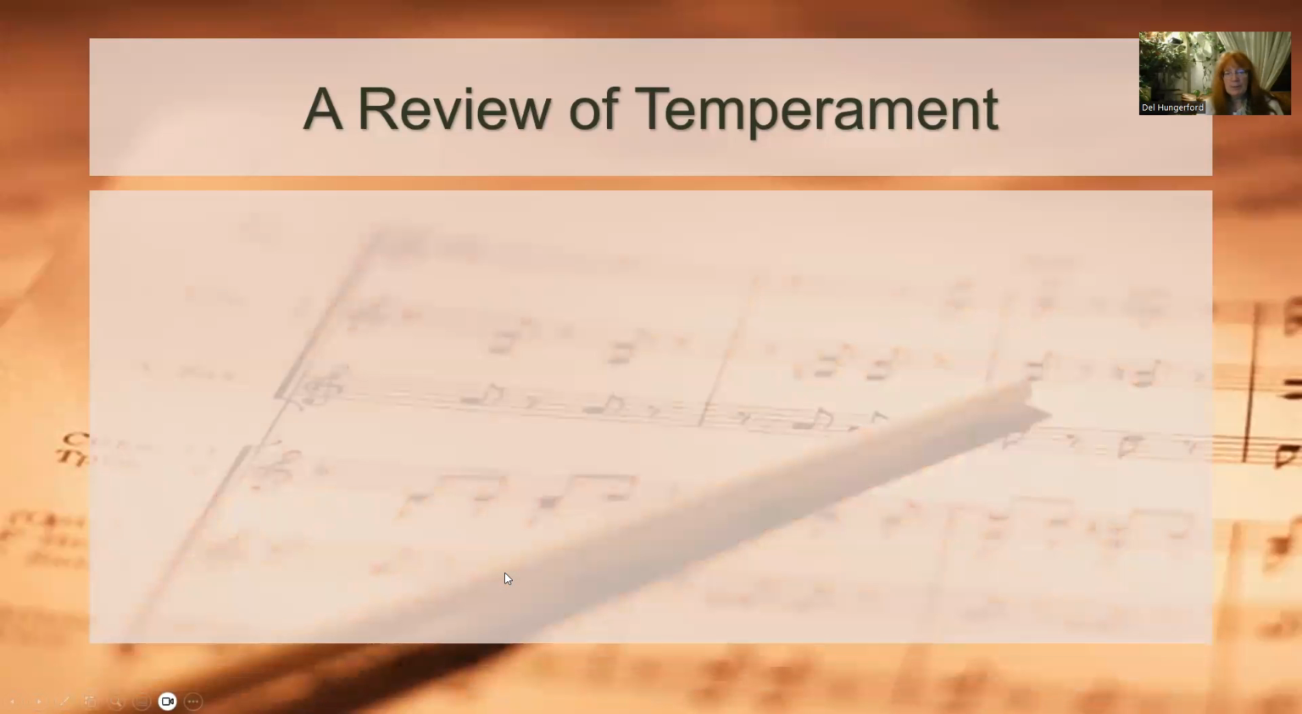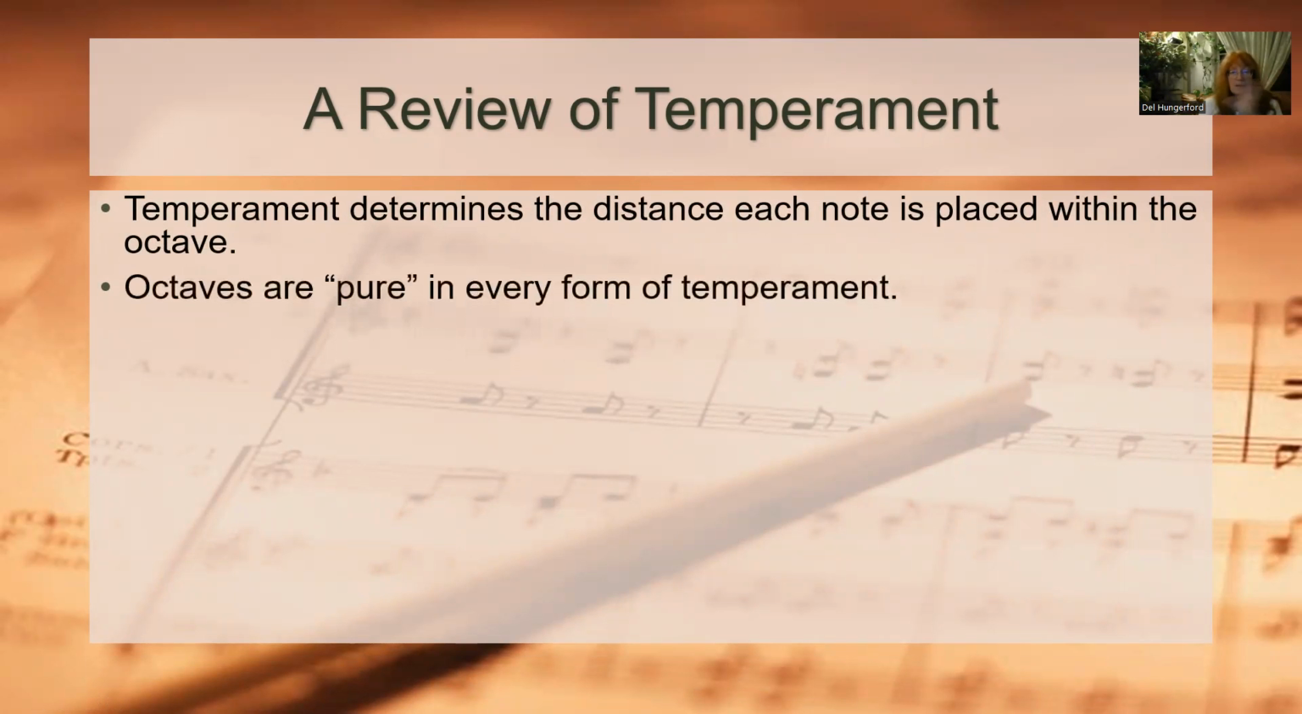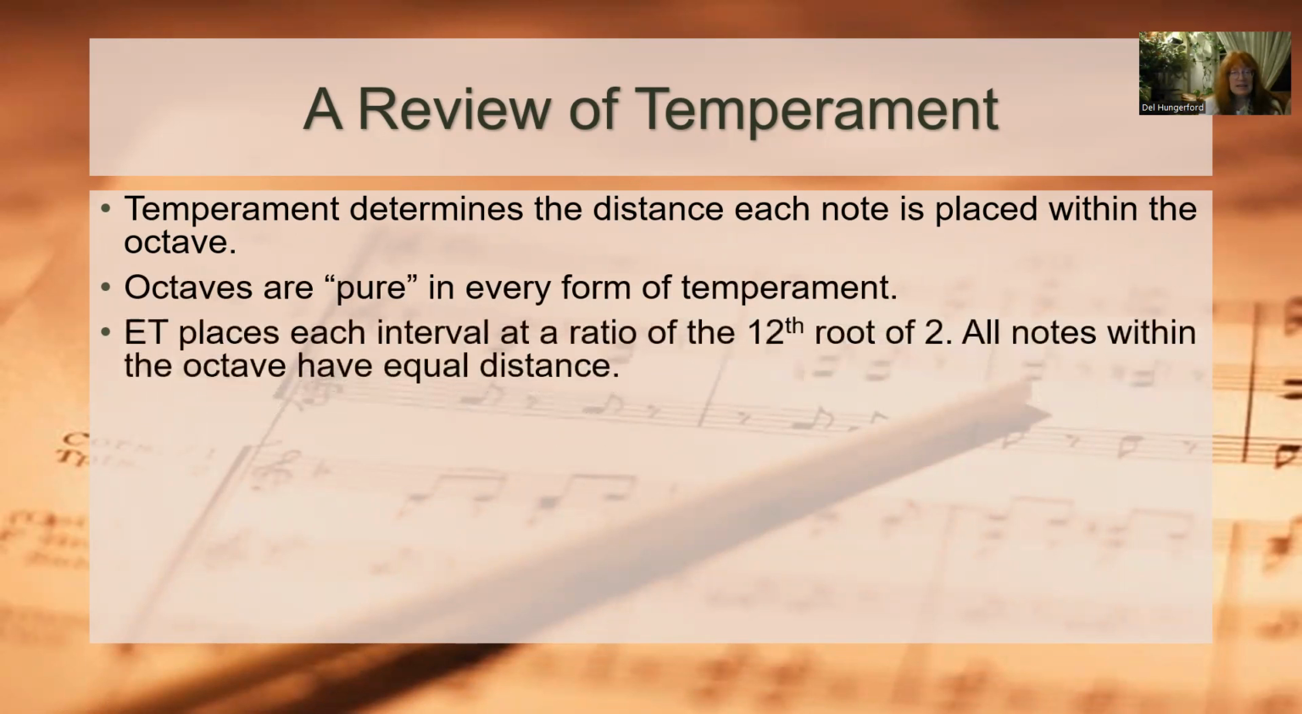So we're going to review temperament first, though. Temperament determines the distance each note is placed within an octave. Octaves are pure in every form of temperament. ET places each interval at the ratio of a 12th root of 2. I don't understand the math. Those of you who are mathematicians, you'll get it. All notes within the octave have equal distance. To me, that makes sense. They're all the same distance apart in equal temperament. That's why it's called equal temperament, because all the notes in the scale are equal distance.